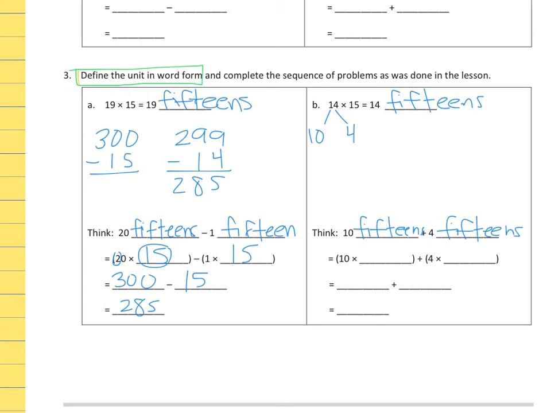So 10 times what? It's going to be 15, and then plus 4 times what is going to be 15. 10 times 15. Hopefully you know that 1 times 15 is 15 and add that 0, so 150. And then 4 times 15s. Some of you might do some quick multiplication. Nothing bad about doing that. Some of you might know it in your head. And that would give you 60. And then 60 plus 150 would give you 210.